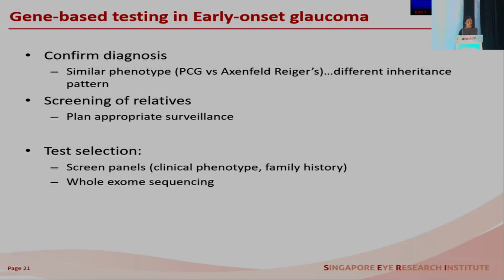In addition to screening of relatives, gene-based testing for early onset glaucoma can also be used to confirm diagnosis, especially for those diseases that have similar phenotype but different inheritance pattern. Test selection can be screening panels, but now with the cost of whole genome sequencing really drastically coming down, you can even order it, which is almost the same price as screening panels.